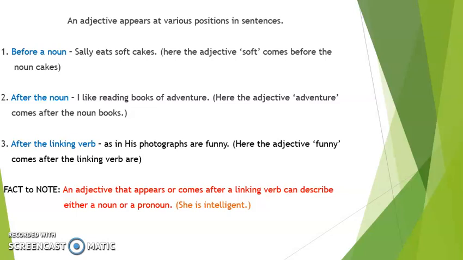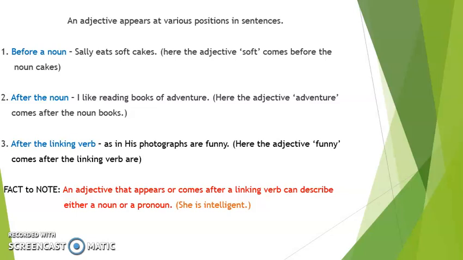His photographs are funny. So are is the linking verb that connects the noun photographs with the adjective funny. What kind of photographs? His photographs are funny. They are funny photographs. So funny is the adjective that comes after the linking verb are. And there is a fact that you have to note. An adjective that comes after a linking verb can describe either a noun or a pronoun.